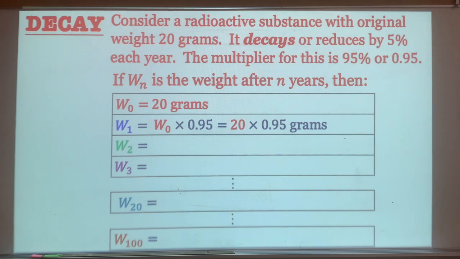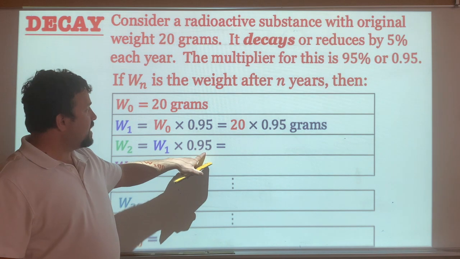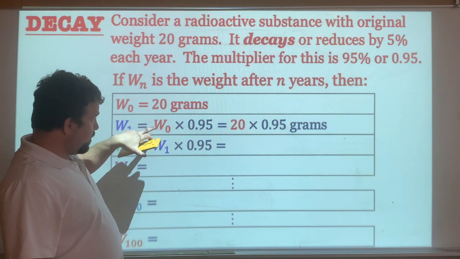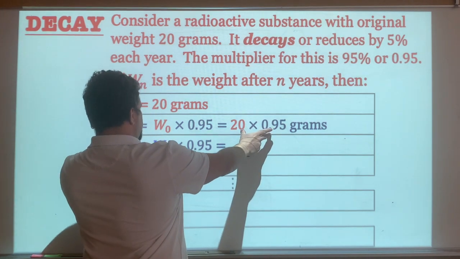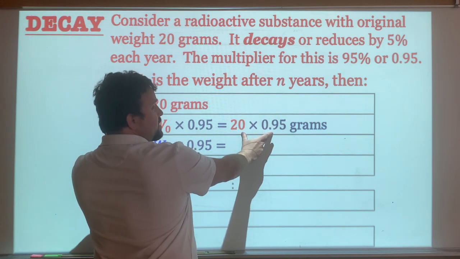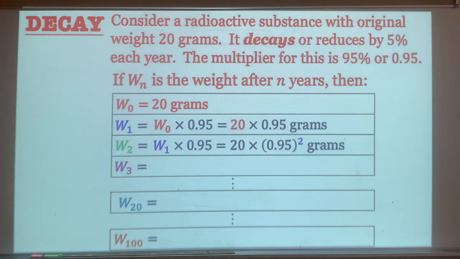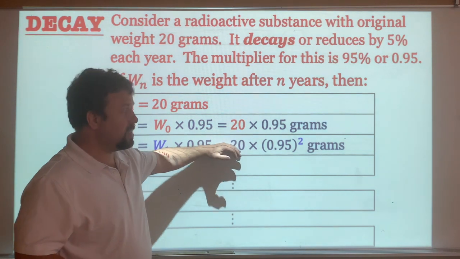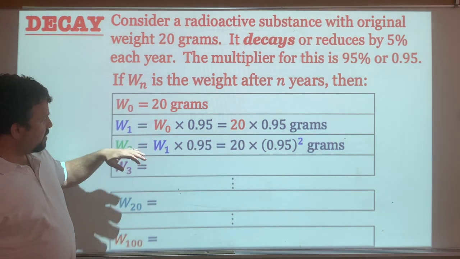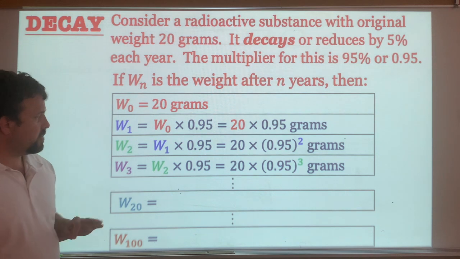That's not that bad. Now to go to W2, you take your W1 and multiply that by 0.95. So that's the same as multiplying the original one by how many 0.95s? W2 equals 20 times 0.95 squared, so that would be about 18.05. Notice it goes down the first time, and goes down by 0.95 the second time, so it goes down less and less every time. To find W3, it'd be W2 times 0.95, or 20 times 0.95 to the third power. You're doing it three times.